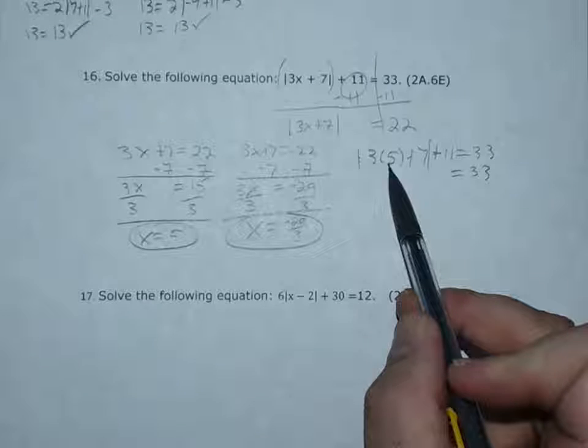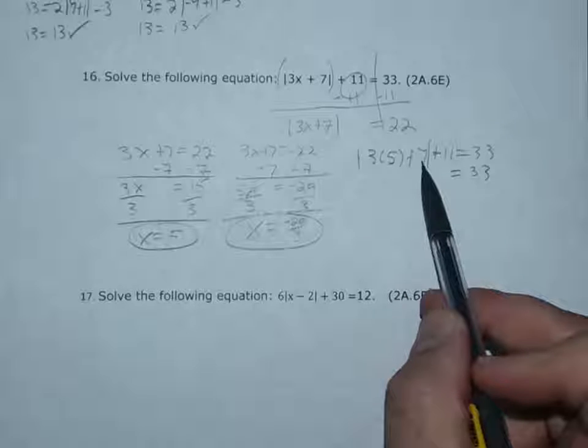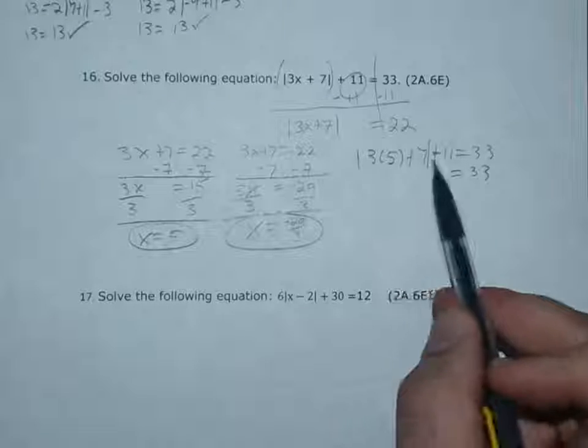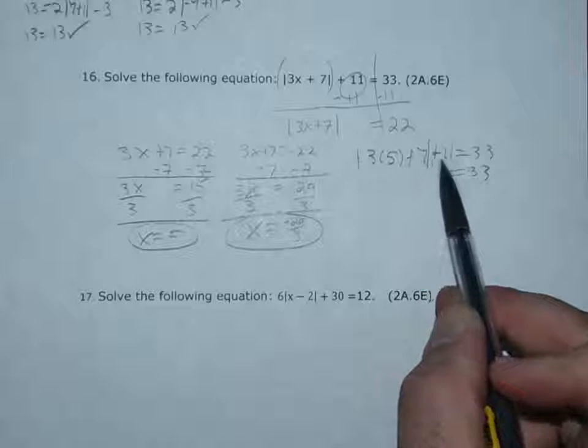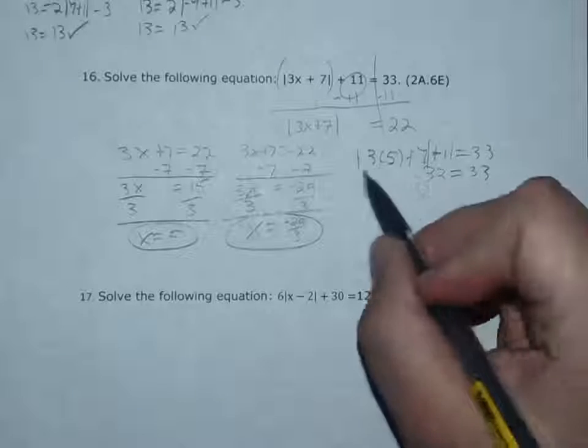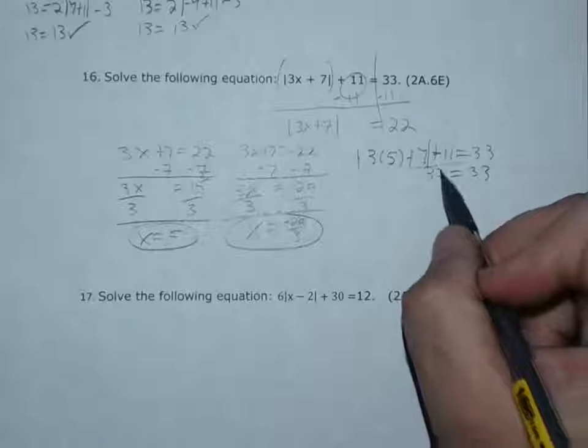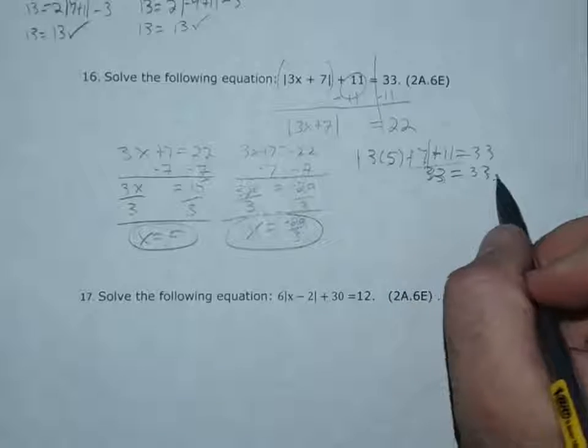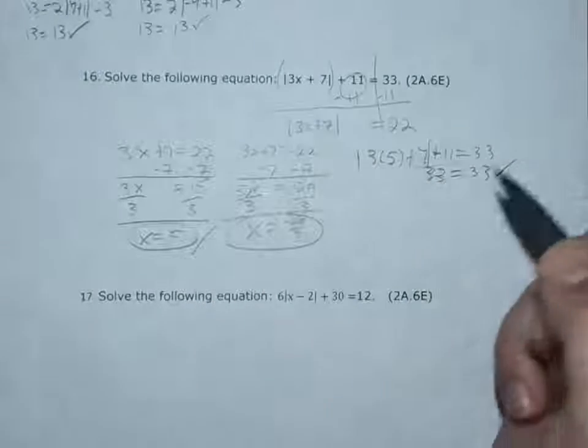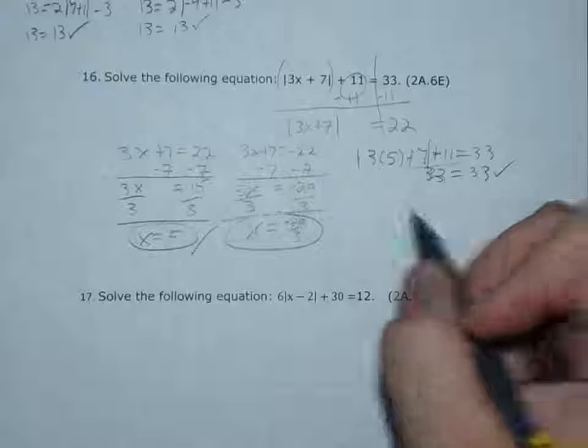3 times 5 is 15. 15 plus 7 is 22. The absolute value of 22 is 22. Plus 11 is 33. Again, you could type all of this in the calculator. You'll get 33. 33 does equal 33, so x equals 5 is a solution.